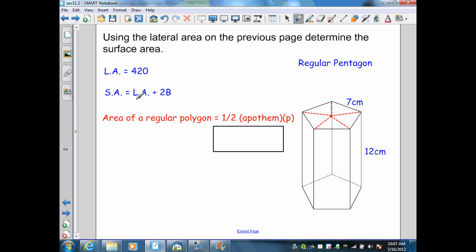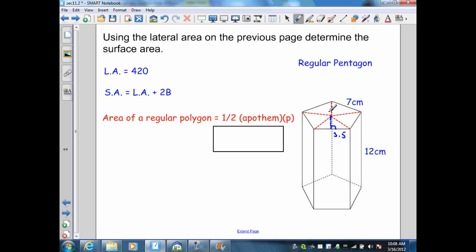The surface area is the lateral area plus the area of the two bases. To determine the area of a regular pentagon, we need to find half the apothem times the perimeter. An apothem is a segment from the center of our polygon that is perpendicular to a side. Therefore, I have a right triangle. I already know that I can make these two triangles congruent. Therefore, that segment bisects the side of the polygon. Therefore, this is 3.5.